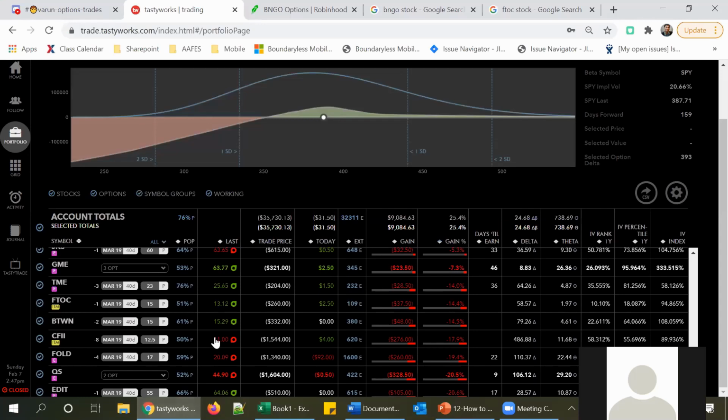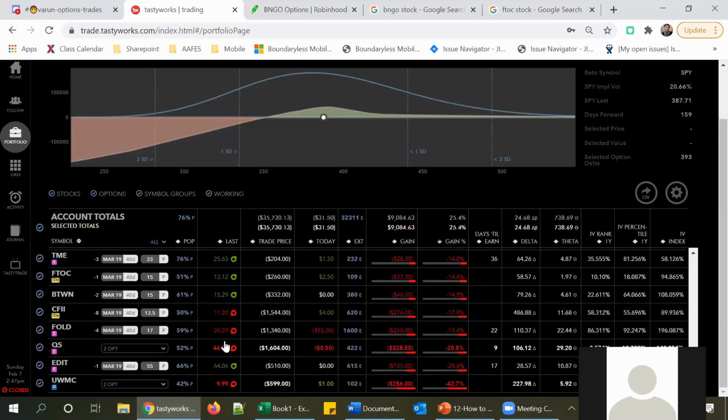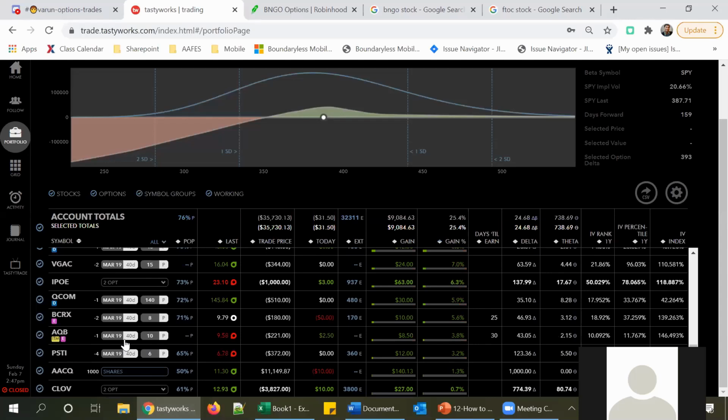For example, as I showed you here, right? Let me see if I have got some. See this AQB, right? This is in the money. This stock is at 9.58. My strike is 10. So it is already running lesser than that, but this is green already for me.